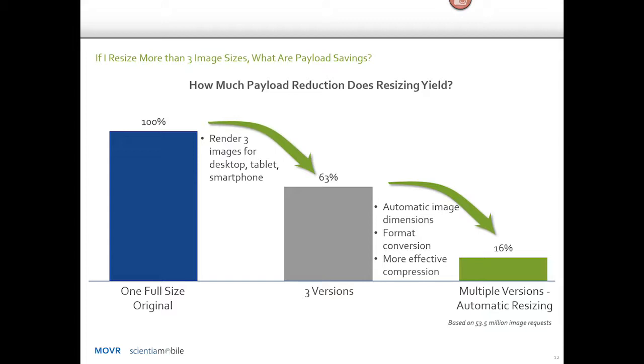With the rendering for 3 different image sizes for desktop, tablet, and mobile, so this is the industry standard that you'll see in responsive web design, it actually cuts a fair amount of the payload. About 63% of the original size is delivered. So you get a big improvement there. That's pretty good.